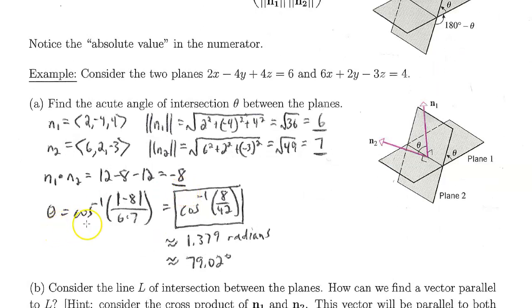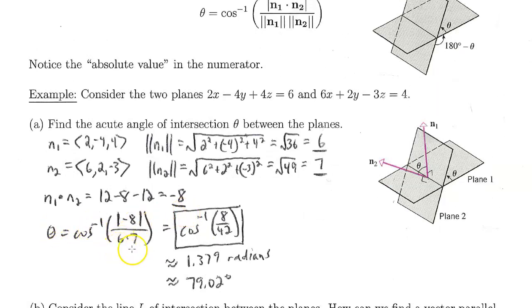Okay, so theta is cosine inverse of -8 over 6 times 7. And again, it's actually the absolute value of -8 over 6 times 7. So it's cosine inverse of 8 over 42, which gives us 1.379 radians, or 79.02 degrees. That's the angle between these.